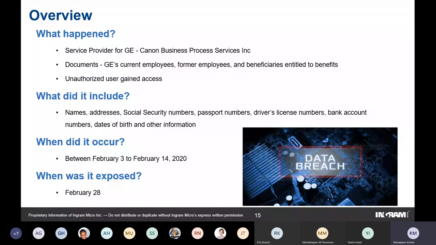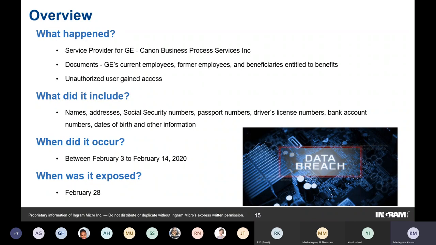What happened with the GE data breach was related to Canon Business Process Services, Inc. They were the external service provider for GE, and GE was storing their documents with them. So they had information about GE's current employees, former employees, and beneficiaries entitled to benefits. So all that data was leaked. Basically, an unauthorized user gained access to this particular data.